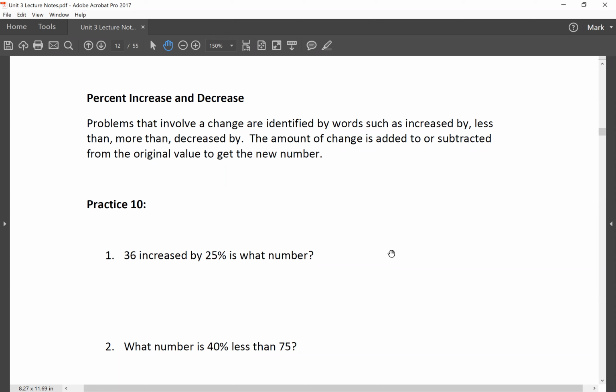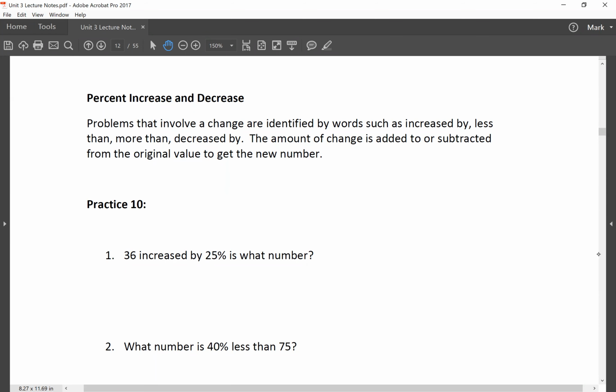Okay, so let's start with the classic traditional way. 36 increased by 25% is what number? So I can do this in two parts. First thing I can do is figure out what is 25% of 36.